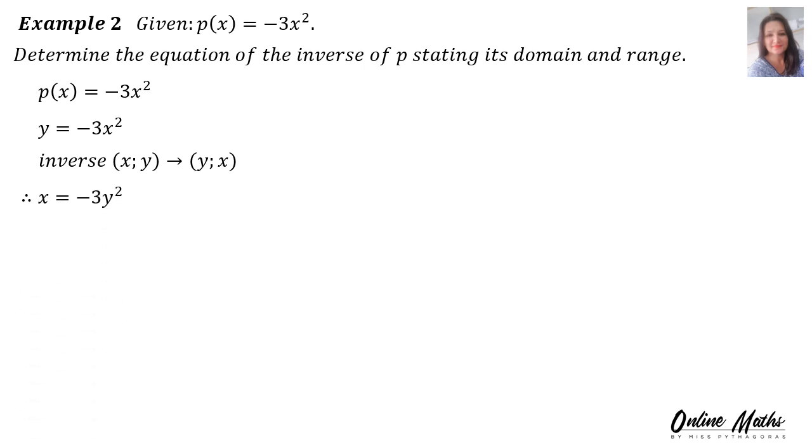Then I divide it right through by negative 3 to make y squared the subject of the formula. Then I swapped those two because I like my y squared on the left hand side. And now to get rid of the square, I take the square root on both sides. And remember, when you take the square root, that's plus minus. So therefore the equation of the inverse is y is equal to plus minus the square root of x over negative 3.